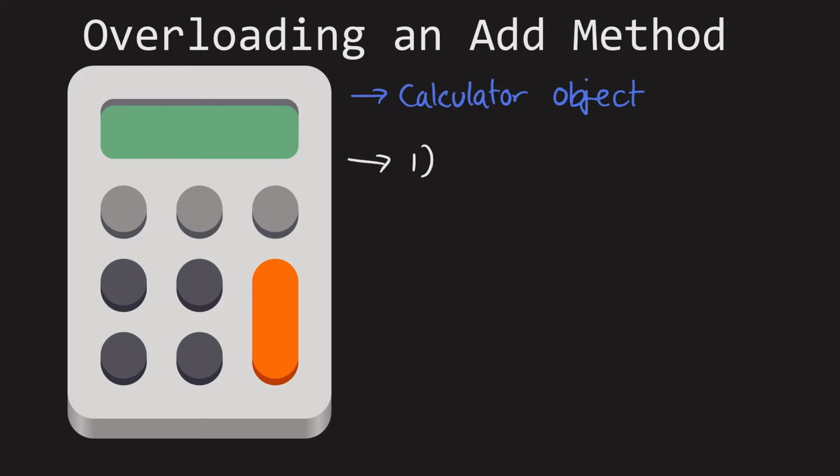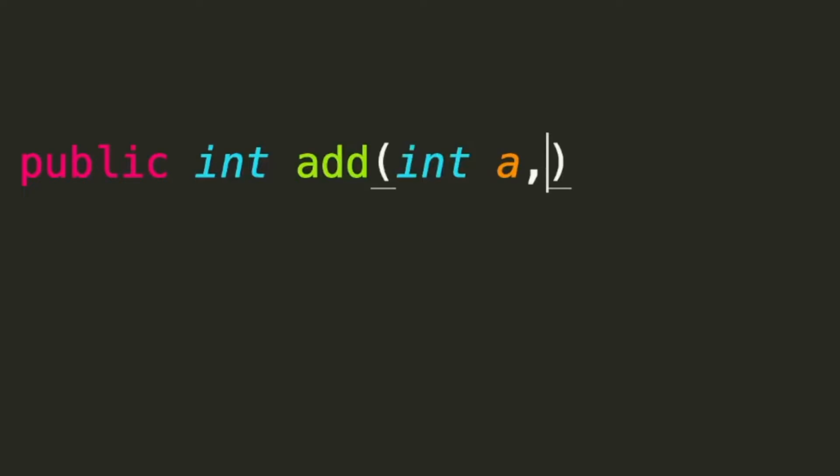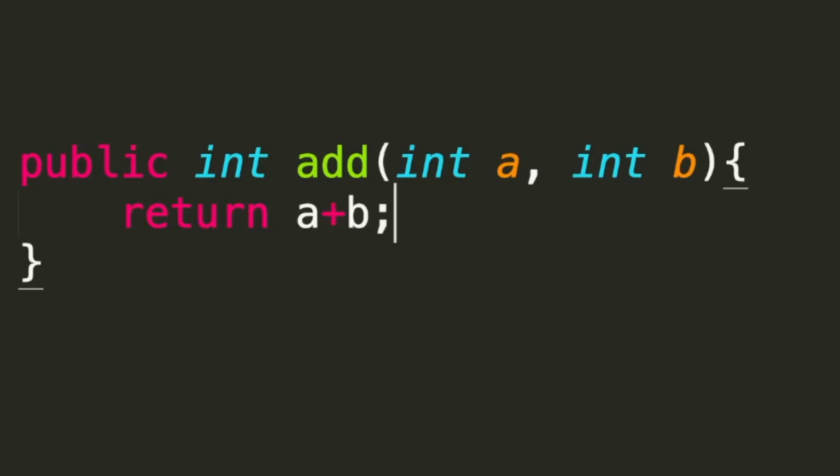Well, for starters, we would definitely want it to be able to add two integers together, so let's write that code. We are in our calculator class, and let's write this add method. It's going to be a public method which returns an int called add. We need two parameters. One is for integer a and one for integer b. And let's just return a plus b, simple enough.